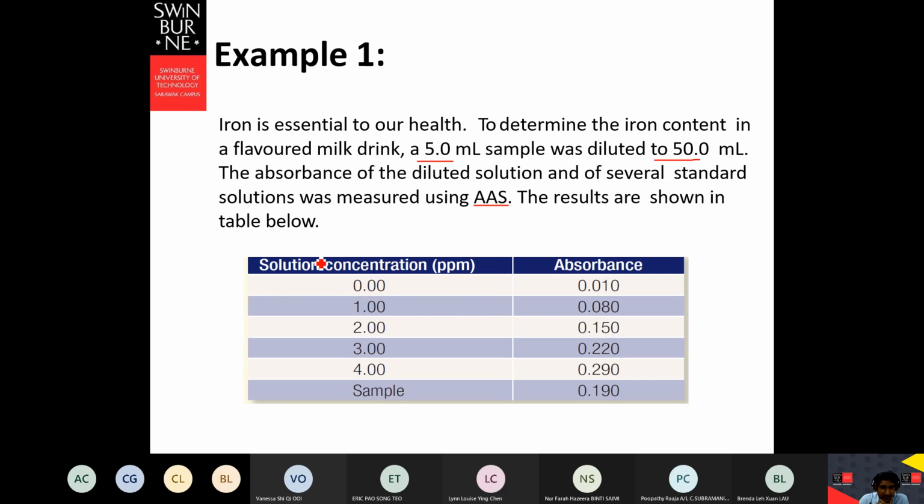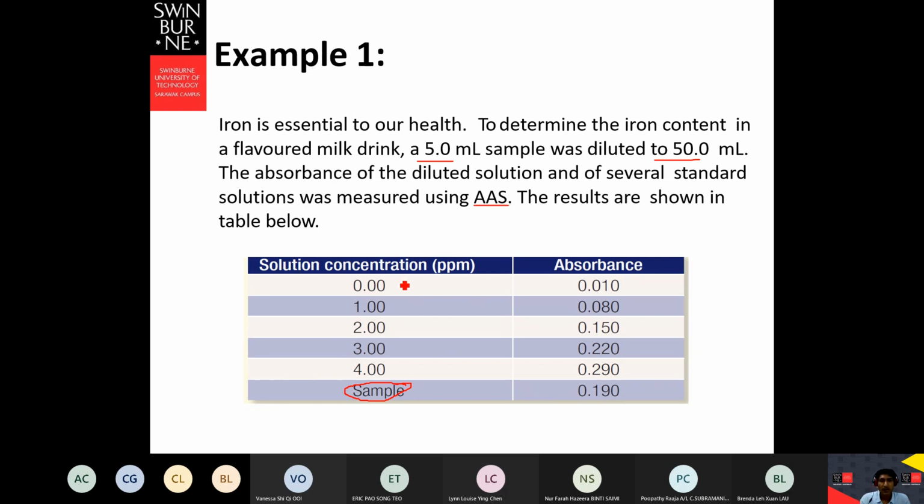So what it is saying is that the milk sample was diluted 10 times, and after it has been diluted, a little bit of the sample was taken and absorbed. But before that, I want to know the iron content in my milk drink. I don't just want to know whether there is iron or not. I want to know how much iron is there. I already know that there's iron, but how much? So what we have to do is calibration. I have to do the standard run.